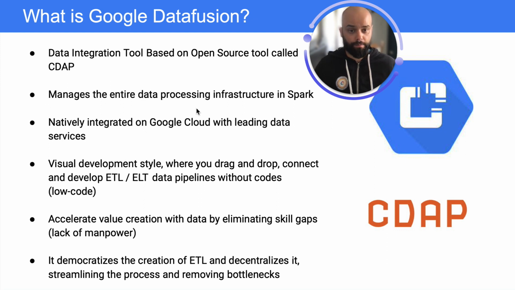What is the gain with that? Basically, you don't need to manage any of your infrastructure, cluster nodes, name nodes, all the infrastructure components that are in a Hadoop cluster that you need to run Spark. This is one of the main advantages we have when we use Datafusion.